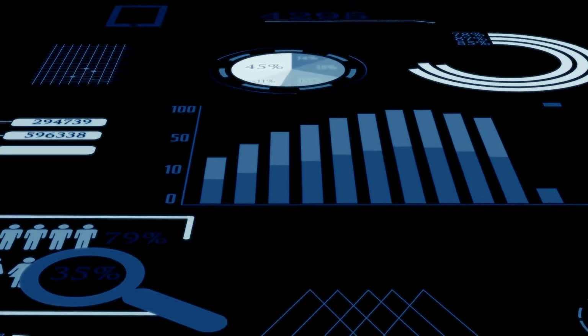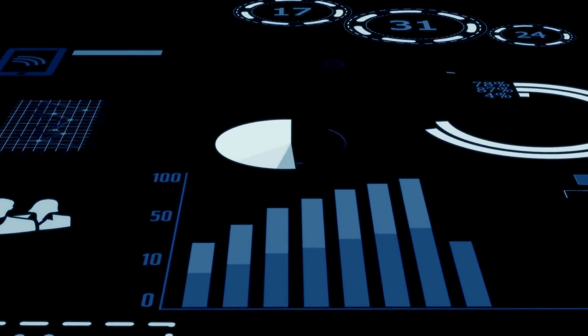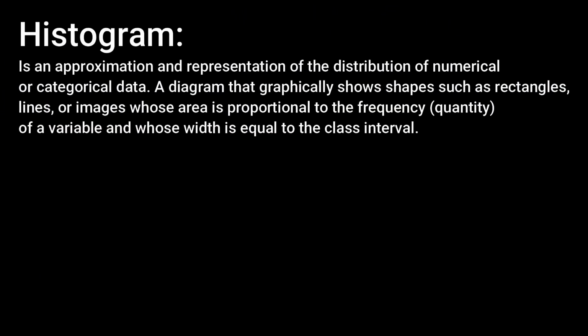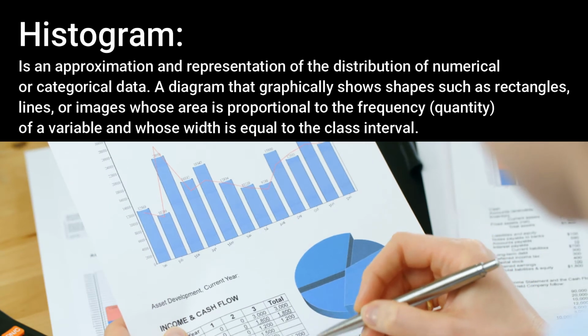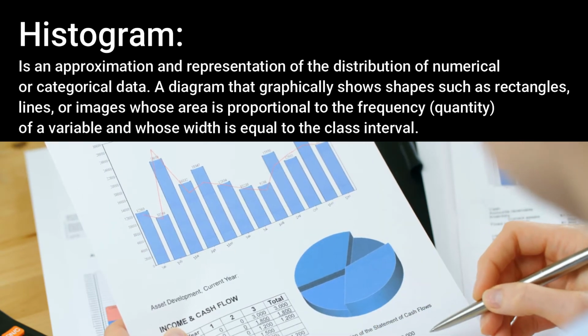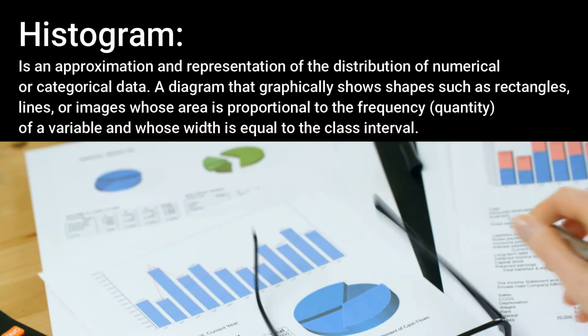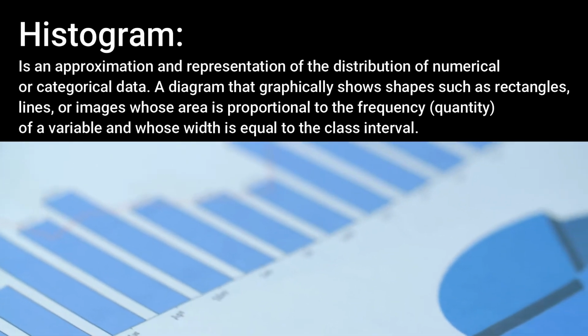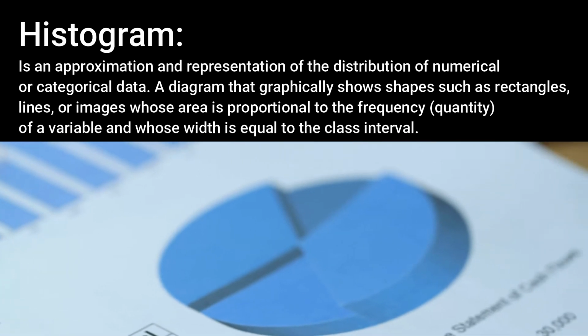Statistics enable you to compare various measures across the different variables. These include mean, mode, standard deviation, etc. So what we're going to be talking about in this session is the histogram, which is an approximation and representation of the distribution of numerical or even categorical data.